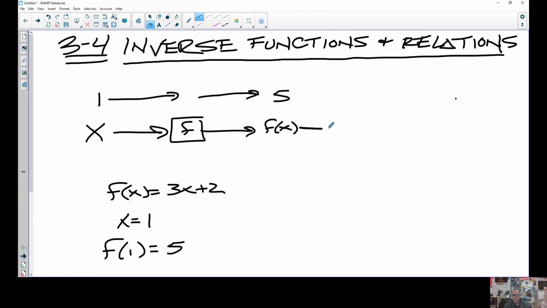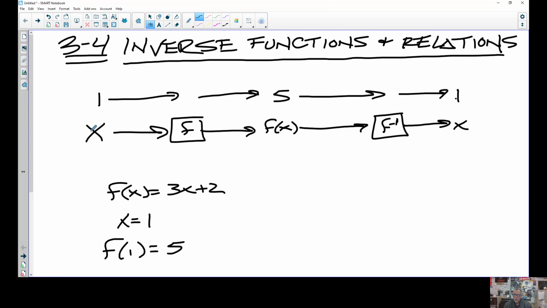Now, the idea of an inverse relation or function is that we take f of x, the result of that function, and we put it into this thing we call f inverse. We denote that with f to the negative 1 power. That means f inverse is how we read it. We put it into f inverse, and f inverse would give us back our x. So if we took 5 and put it into the inverse, it would come out as 1. You get back your original input.